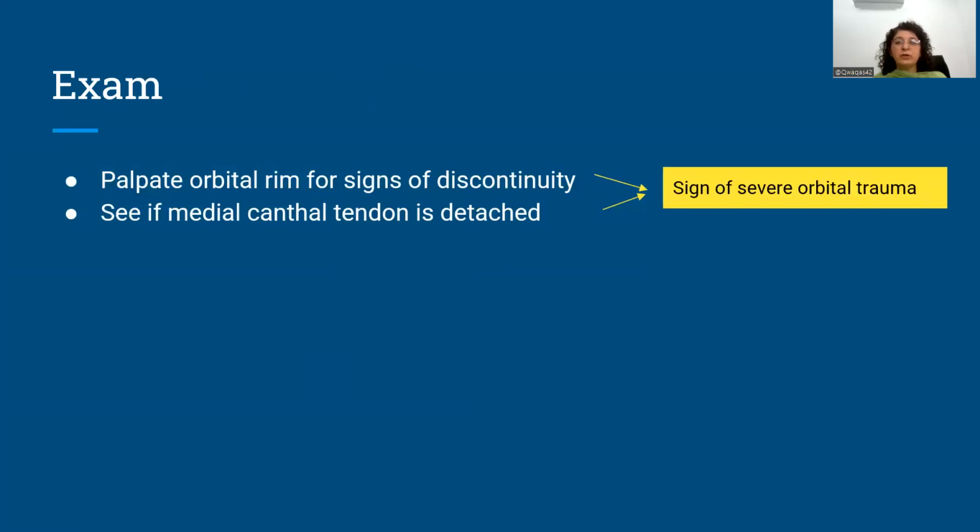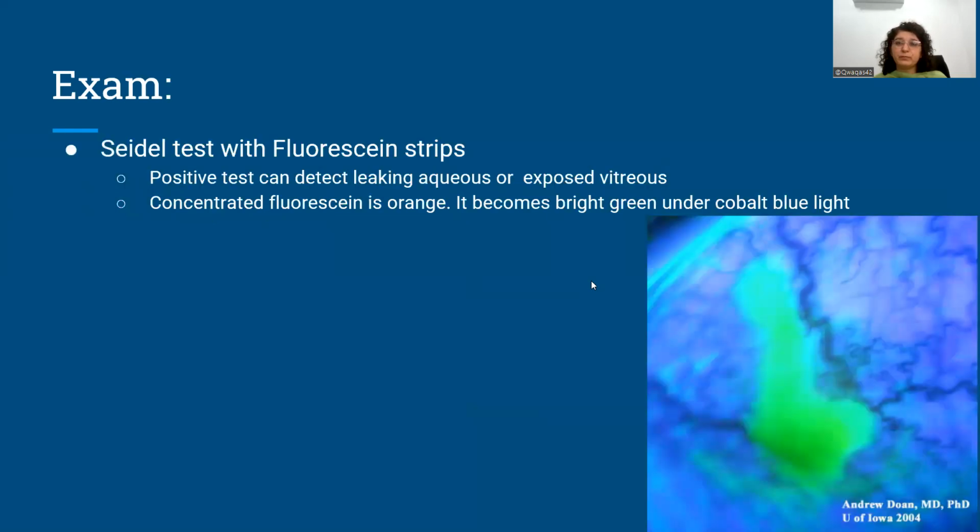Whenever you're looking at a patient, you're trying to stratify: is this mild, moderate, or severe trauma? One of the things to look out for in terms of the severity of the trauma is the eye exam. And if you palpate the orbital rim and you notice any signs of discontinuity, or if you see that the medial canthal tendon is detached, those are both signs of severe orbital trauma.